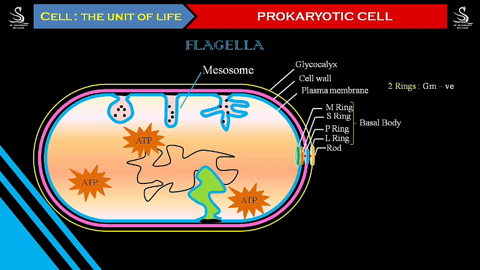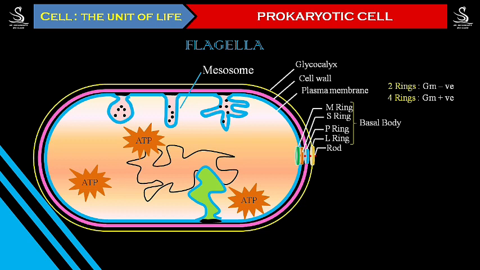And in gram-negative bacteria, we find the presence of only two rings. Only the M and S rings will be present in gram-negative bacteria, and gram-positive bacteria have all four rings. That is the difference between gram-positive and gram-negative bacteria with respect to the basal body.